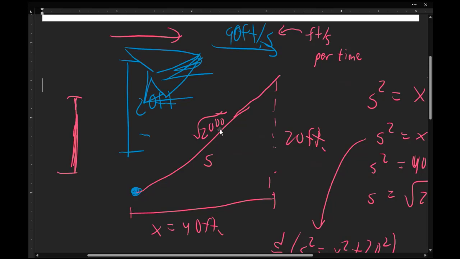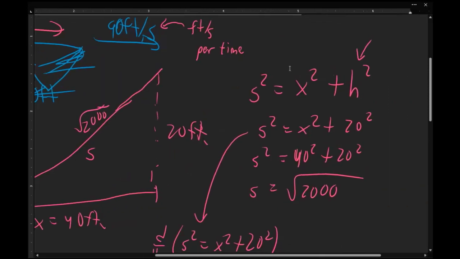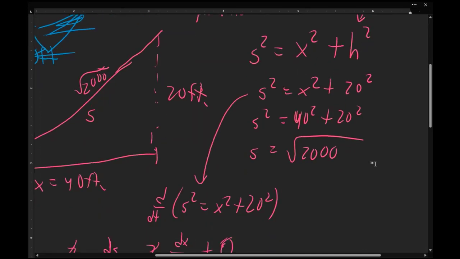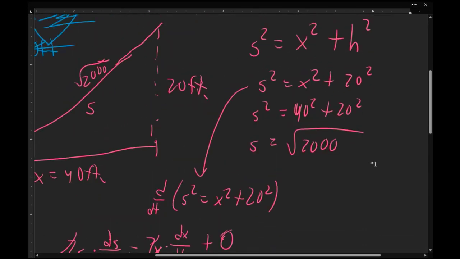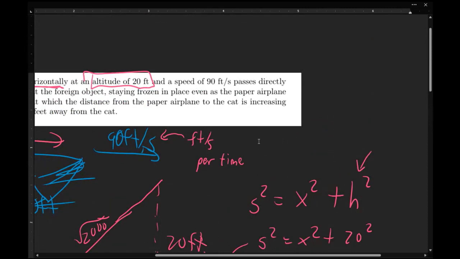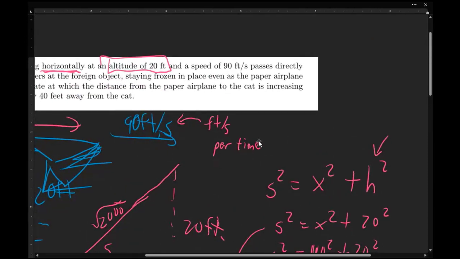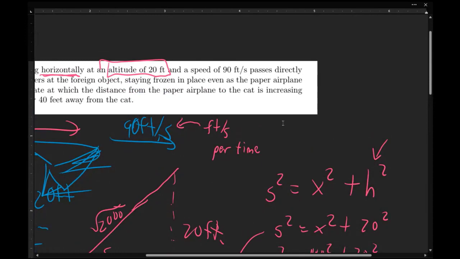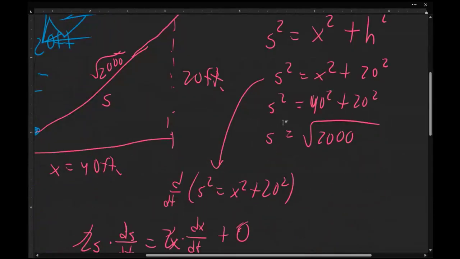So we have x, we have height, and then we have a distance, and the distance is calculated using the Pythagorean theorem. Every time you see a triangle, just think Pythagorean theorem. You're given x and the height at a specific point, so you can solve for the distance at that point. Then you would do implicit differentiation with respect to t. Be careful not to do it with respect to x, because they're asking for speeds, and if time is involved, the derivative is with respect to t, not x.